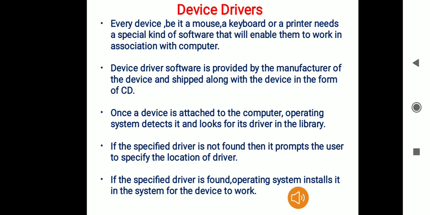For example, if you attach a keyboard to your computer, the operating system will detect the keyboard and then look for the associated driver software in the library. If the associated driver software for the keyboard is found, the operating system will install it in your computer, and once it gets installed, your device, that is the keyboard, is ready to work in tandem with your system.